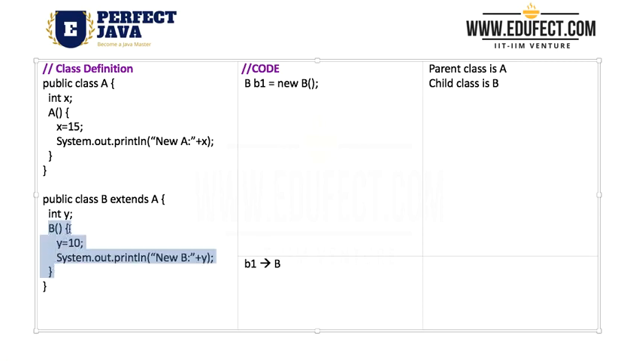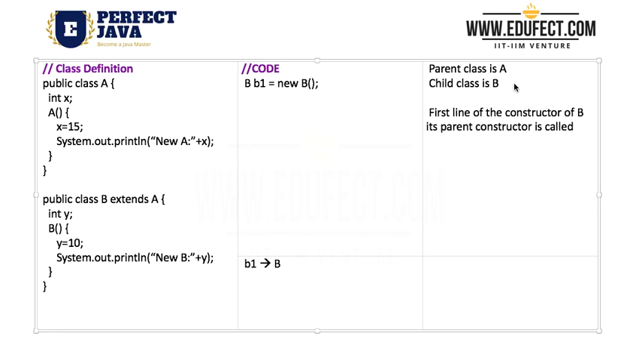Now, when this constructor is called, notice we know that B extends A. So what will happen here is, in the first line of the constructor of B, its parent constructor is also called. So what is the parent of B? Parent of B is A. So what is called? The constructor of A. So this will get called here.